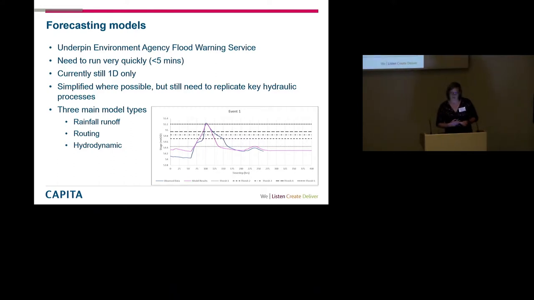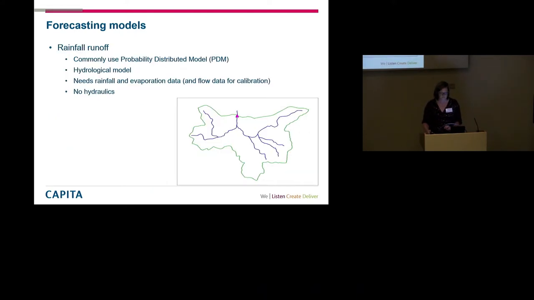Flood forecasting models in England are currently 1D only, but with improvements in GPU and computing, it is possible that 2D models may become common in the future. The forecasting models are simplified where possible. This is to reduce the run times, but they still need to be able to replicate the key hydraulic processes within the river. So the three main types of forecasting model, we've got the rainfall runoff, the routing, and the hydrodynamic. I'll take you briefly through these now.